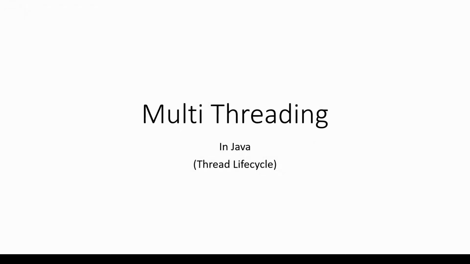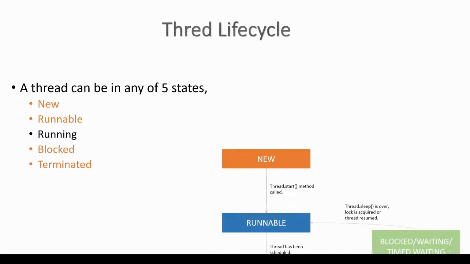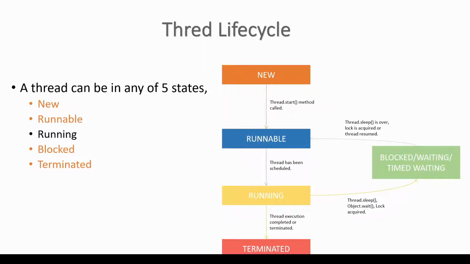So today in this series on multi-threading in Java, we will see the life cycle of a thread. A thread can be in any of five states: new, runnable, running, blocked, or terminated. Here we are considering five states, but according to Java, there are only four states of a thread: new, runnable, blocked, and terminated. For easy understanding, we'll consider the running stage also.